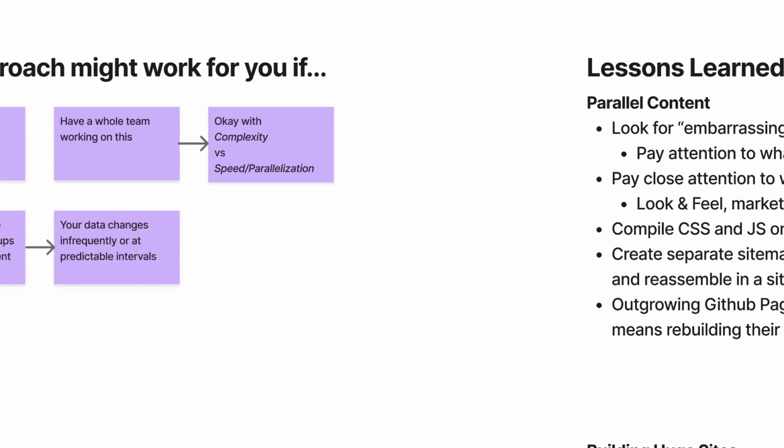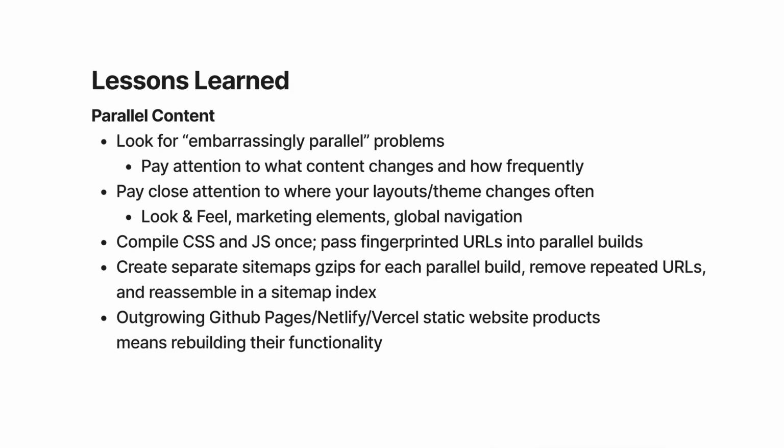Finally, reviewing some of the things that we've learned along the way, definitely look for things that are embarrassingly parallel in your own domain, and pay attention to what content changes and how frequently it changes. Also, be careful with layout changes that are global, so navs and marketing elements, for example. You can compile CSS and JavaScript once and pass it into each parallel build, and same thing with sitemaps. And just outgrowing GitHub Pages or Netlify or Vercel could mean that you have to rebuild a whole lot of functionality.